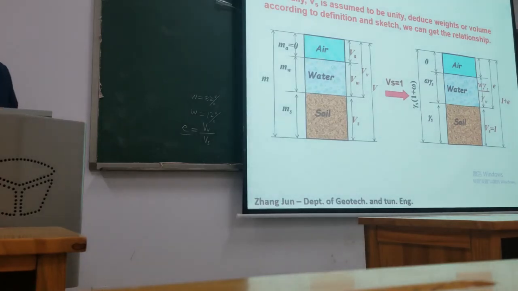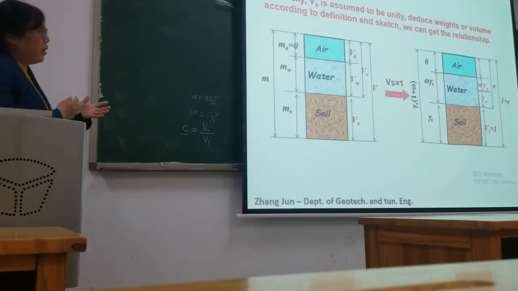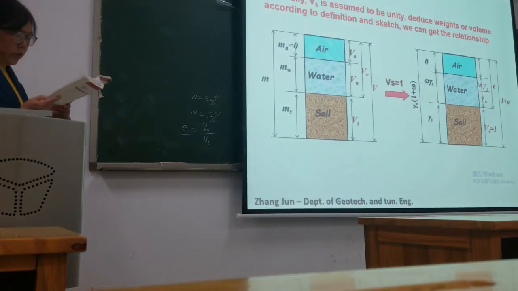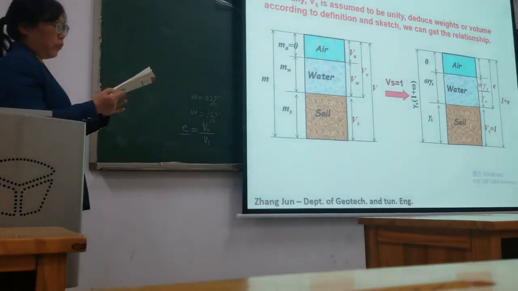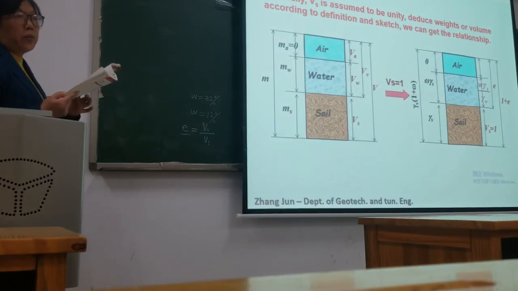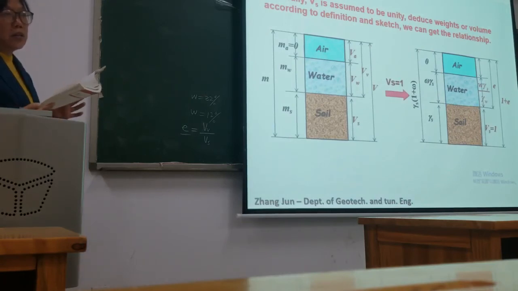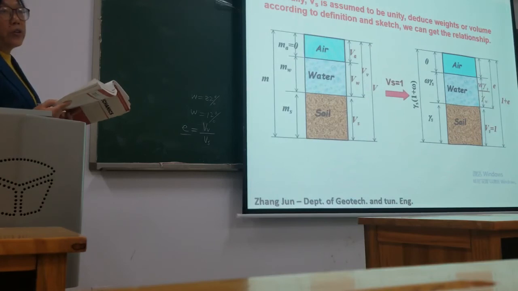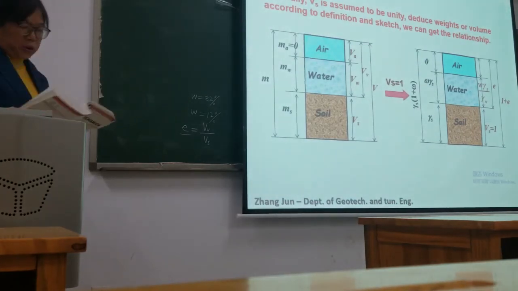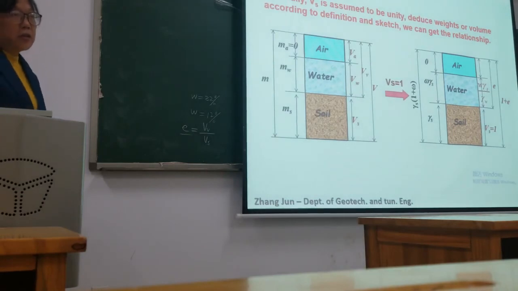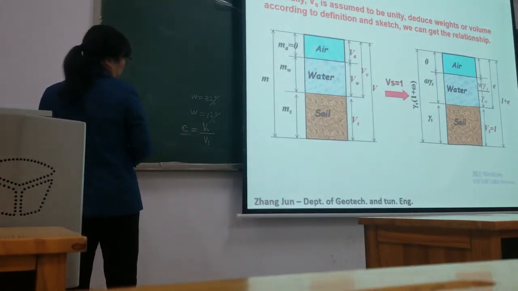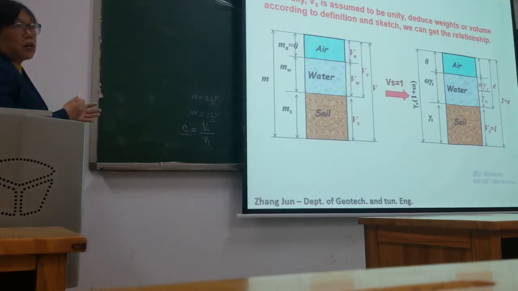One method, we can take the unit weight before increasing water and after increasing water. Okay, the relationship between the unit weight. So we use the void ratio with constant.